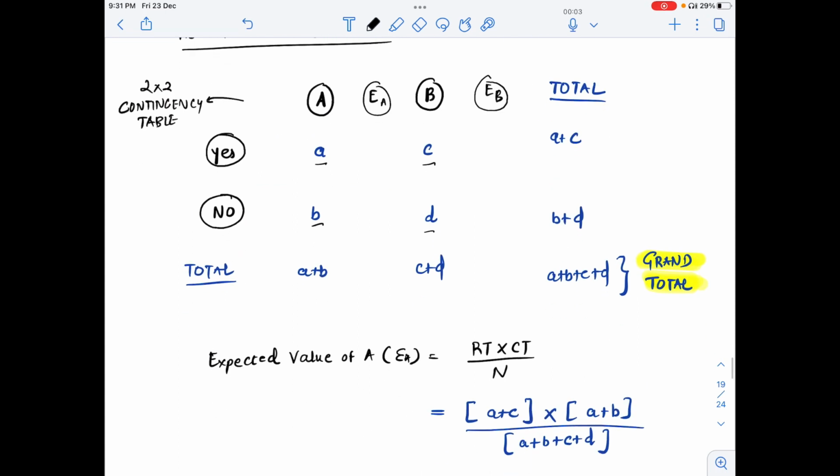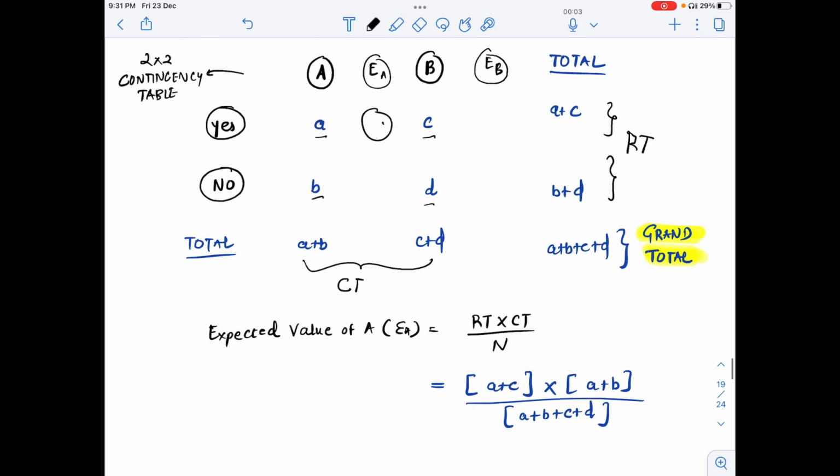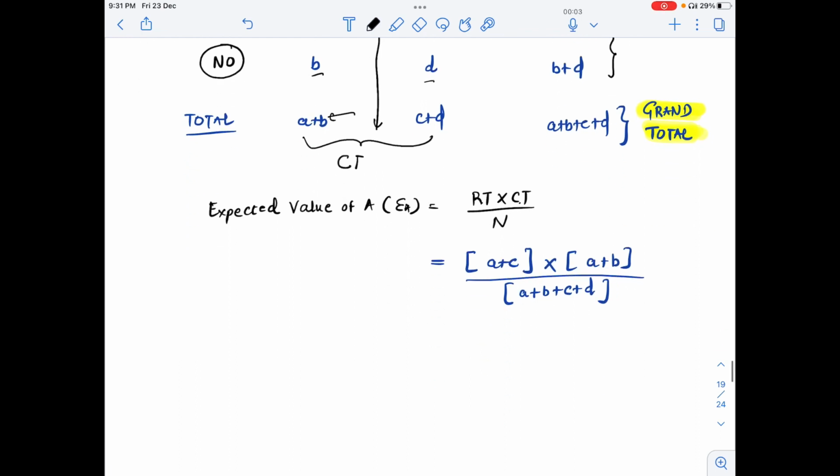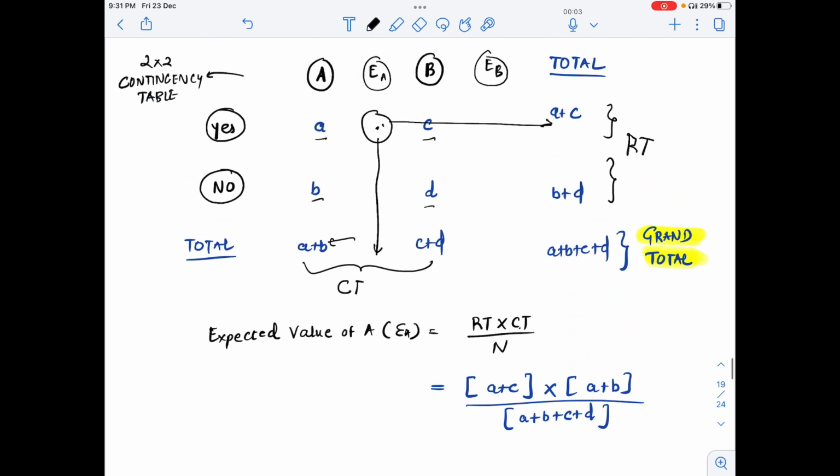And there is the total. This is called the row total. Both of these are called row totals, and both of these are called column totals. So let's say you have to calculate the expected value of this one. You will use row total into column total. For this, the row total will be this and the column total will be this. So it is (a plus c) and (a plus b), upon this, which is the grand total. This is the grand total. Okay.